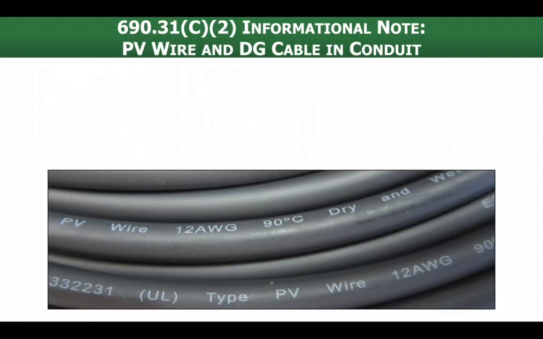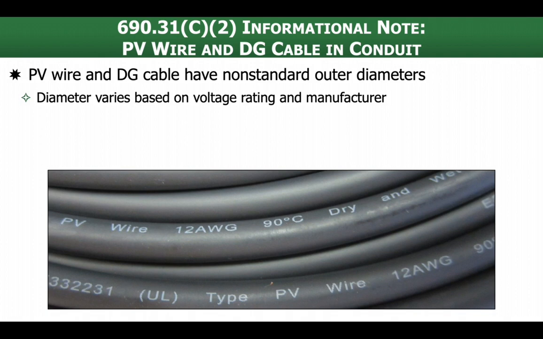Something to keep in mind when it comes to PV wire and DG cable. We're kind of like the only industry that uses it. It's not something that's used in a lot of other applications. And it's also pretty new, and there's a lot of variability in it. They have non-standard outer diameters.